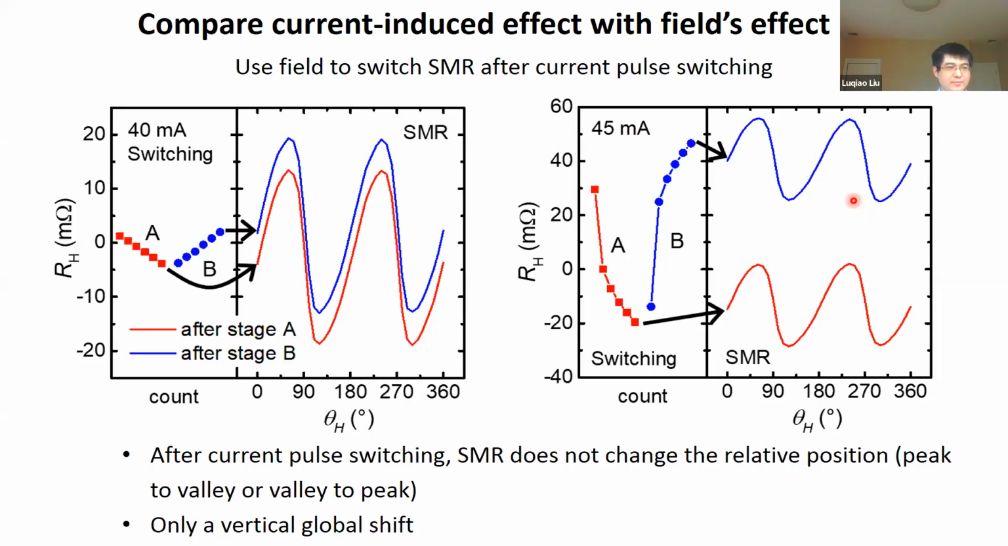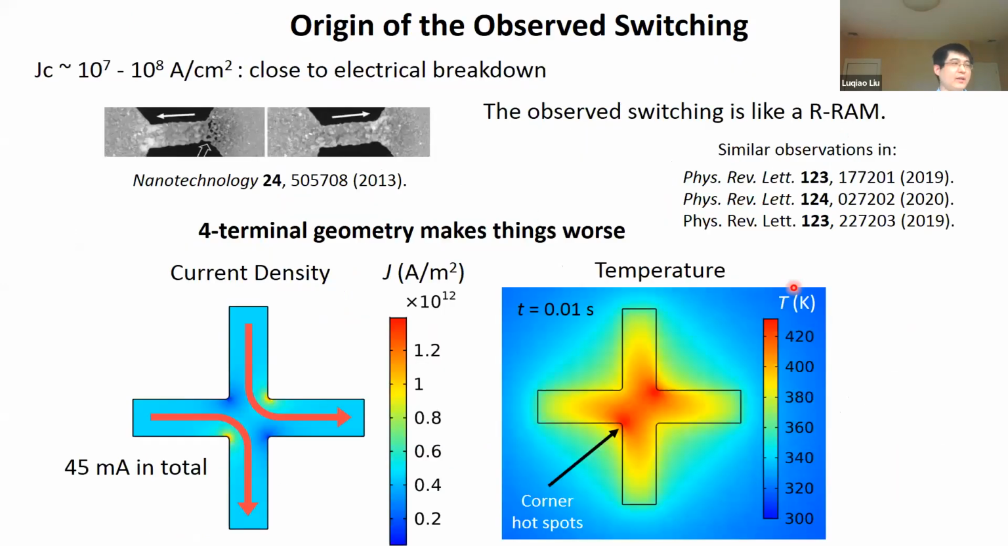So basically, this experiment suggests that the observed switching is likely not due to a magnetic switching in this system, but instead it's purely some artifact due to some electrical breakdown or some thermal effect. So we looked it up and we found that the current that we use in order to realize this resistive switching is on the order of 10 to the 7th to 10 to the 8th ampere per centimeter squared, which is already in the range of causing electrical breakdown for platinum.